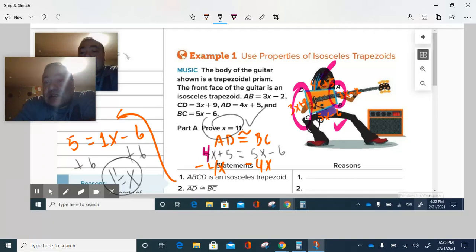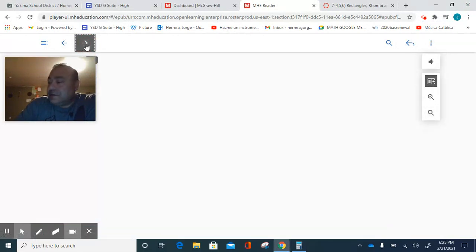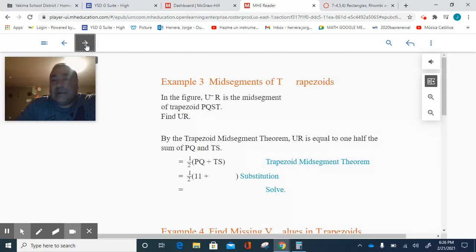This will be an isosceles trapezoid because dA is congruent to 5x, and you can prove that that is the case in this situation. Okay, then we have a really unique situation here. I'm going to go to example 3, if you let me.